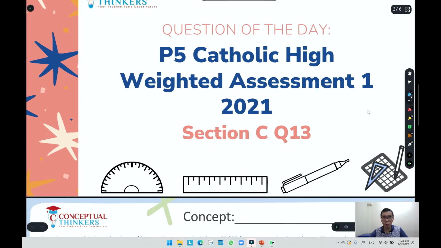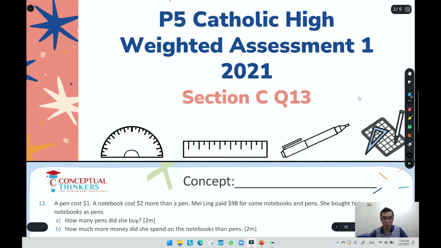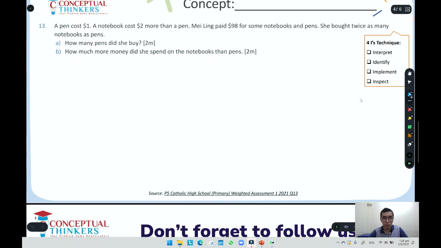Okay, so the question of the day will be P5 Catholic High Weighted Assessment 1 2021. So we will be looking at session C, question 13. So this is the question.